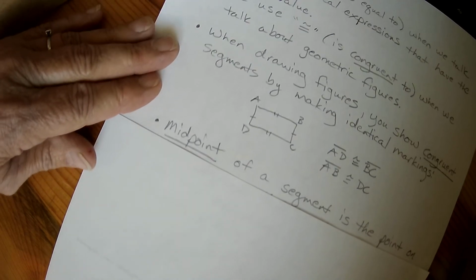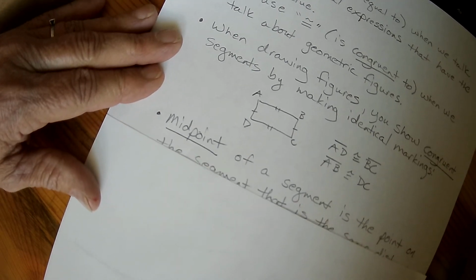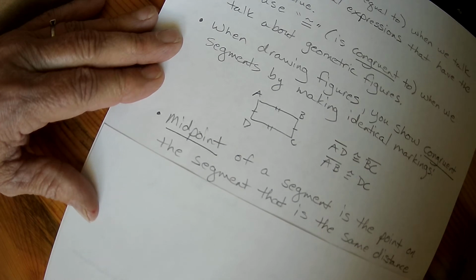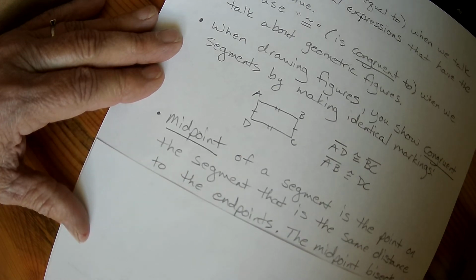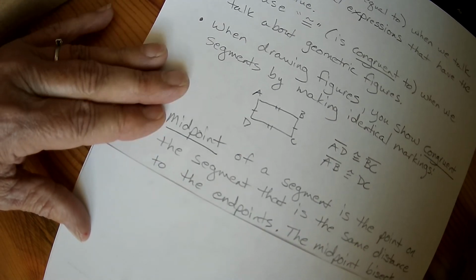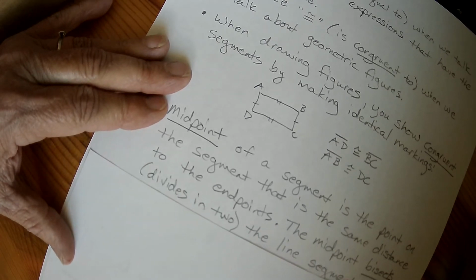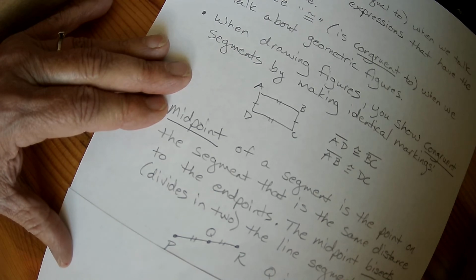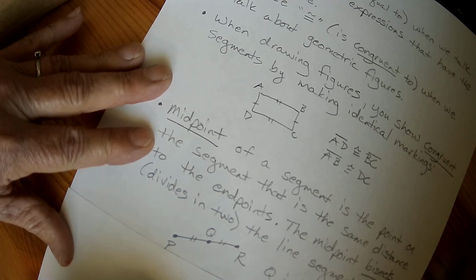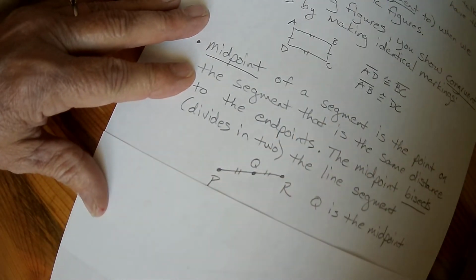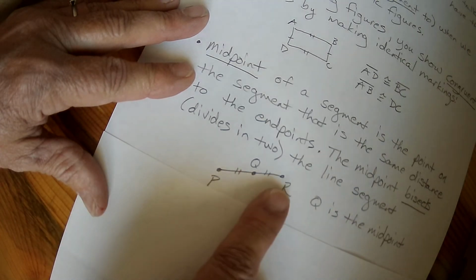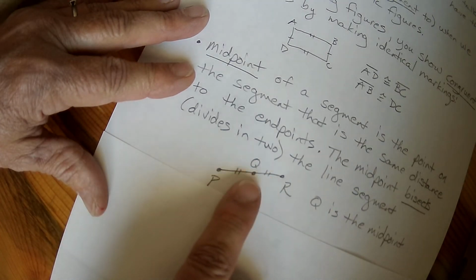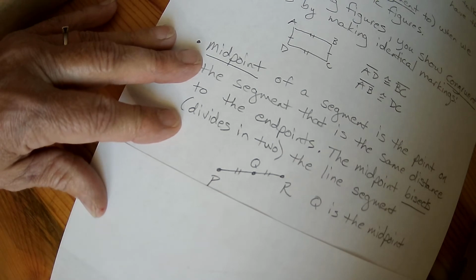Midpoint is our next definition. The midpoint of a segment is the point on the segment that is the same distance to the endpoints. In other words, the midpoint bisects, or divides, the line segment. So here we can see that Q is the midpoint because the distance from Q to R is the same as the distance from Q to P.